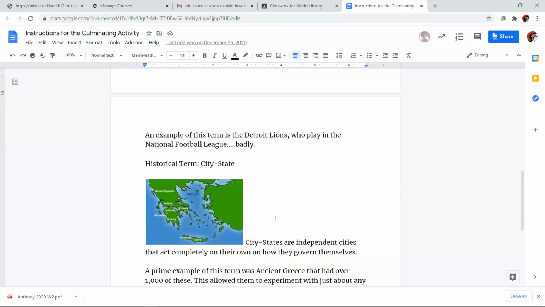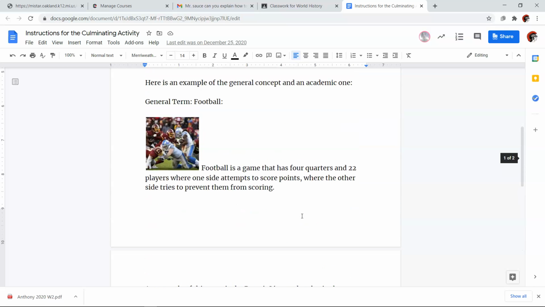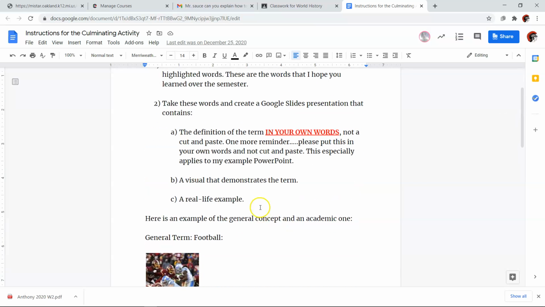Here's a little more of a history-related one, and this is one of the words on your list. For instance, if you had the term city-state, here's a picture of ancient Greece. That's a good visual for city-state. Now here's the definition: city-states are independent cities that act completely on their own in how they govern themselves. Here's a real-life example. A prime example of this term was ancient Greece. They had over 1,000 of these. This allowed them to experiment with just about any type of government you can think of. Okay, so I gave you a general example and a history example.